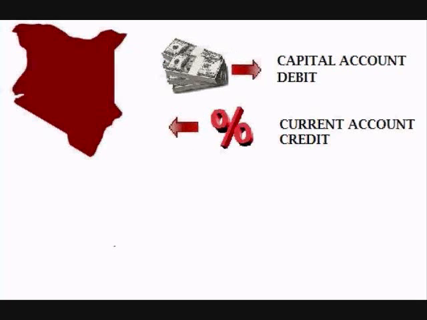It works the same the other way as well. When capital is transferred out of a country for investments, for instance to buy stocks and bonds, it counts as a debit on the capital account. However, the interest or dividend that is paid on those assets goes back into the country and counts as a credit on the current account.